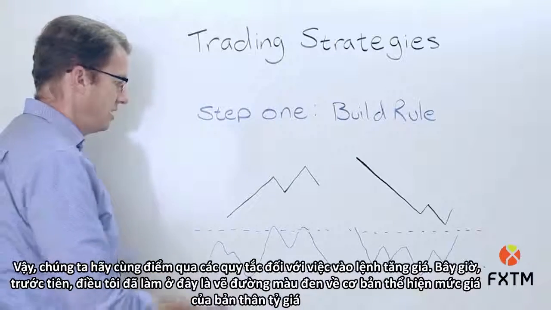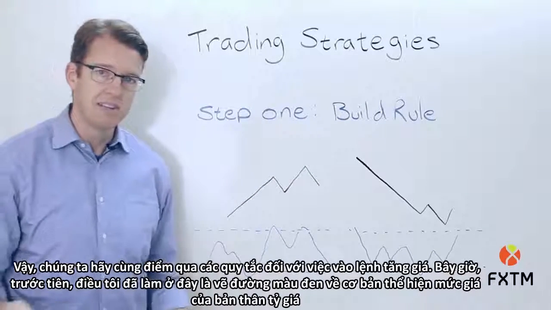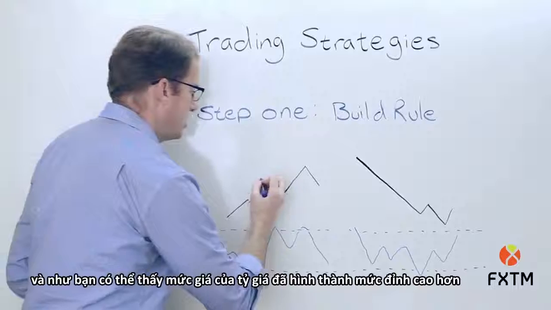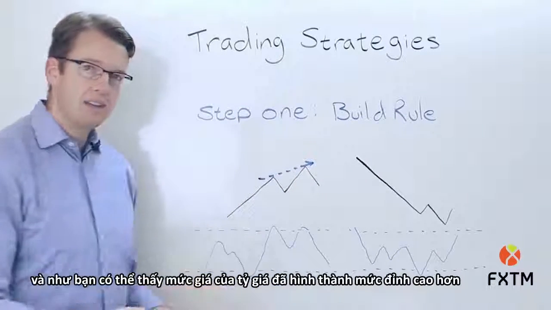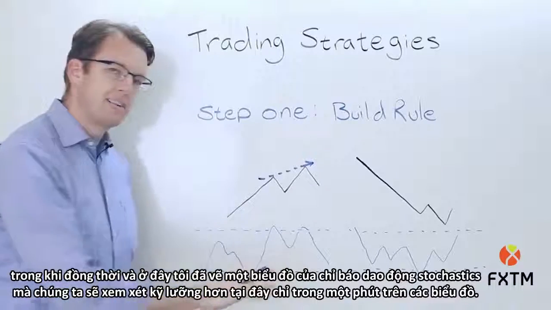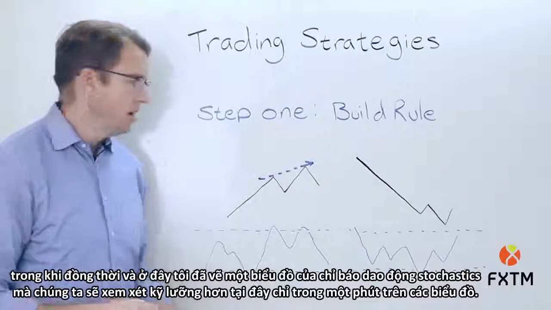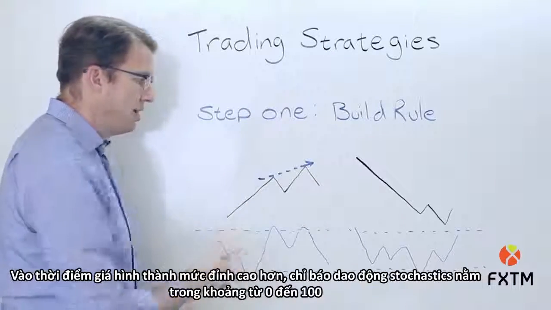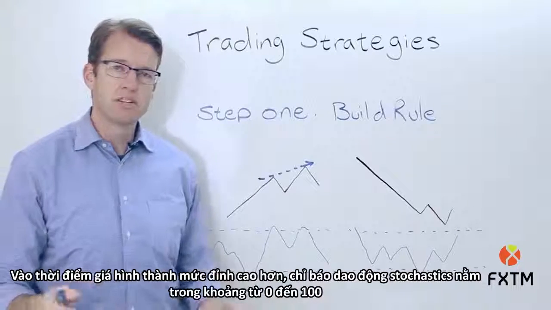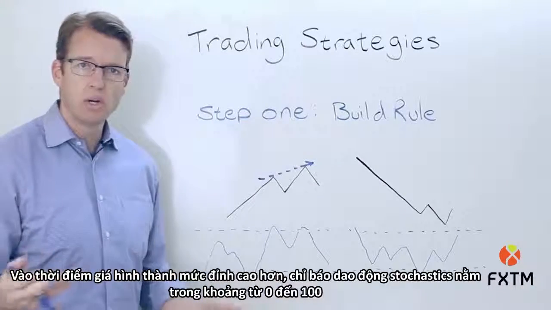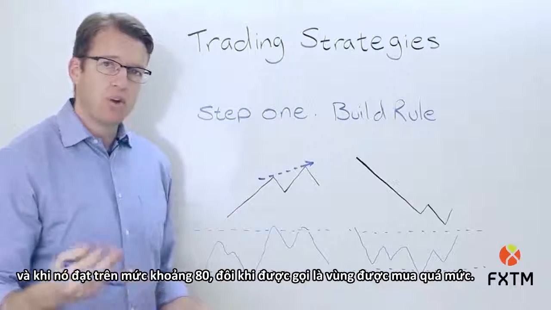Now, initially, and here what I've done is I've got the black line that represents the price, so the exchange rate itself. As you can see, the price of the exchange rate has been forming higher highs, while at the same time, and here I've drawn a diagram of a stochastics oscillator, which we're going to take a much closer look at in just a minute on the charts. At the same time that the price has been forming higher highs, the stochastics oscillator, which is a line that ranges between 0 and 100, and when it gets above about 80, that's sometimes called an overbought region.